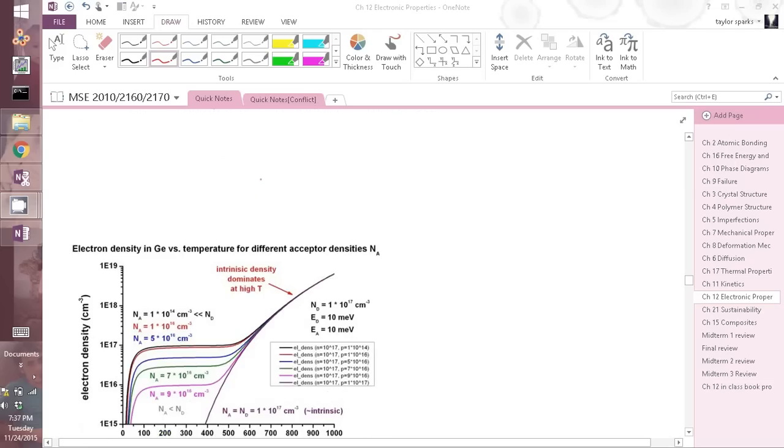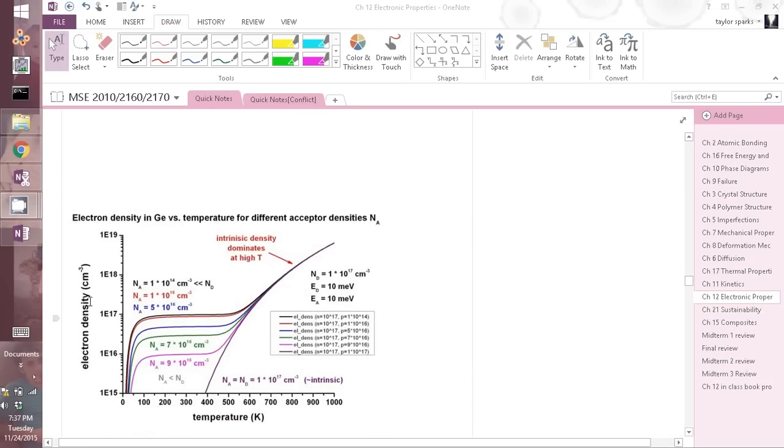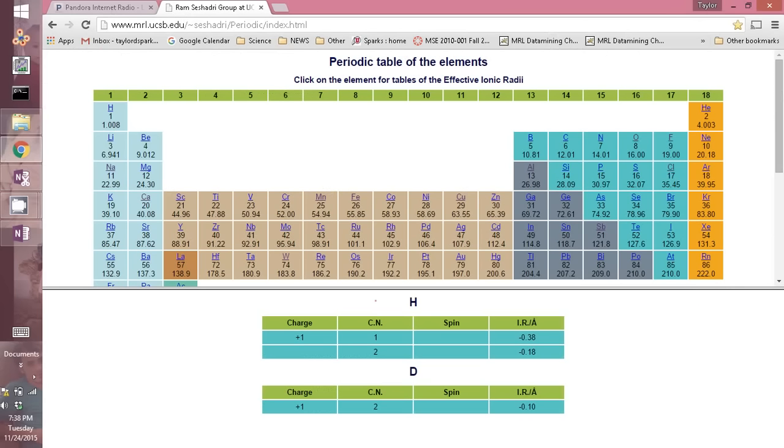Now here's a diagram that might help explain it. Here's our electron density plotted against temperature. This is a log plot over here. And our initial material has these conditions. Our initial material has a number of donors, 1 times 10 to the 17th donors per centimeter cubed. Remember that a donor is something like phosphorus that's donating an electron.